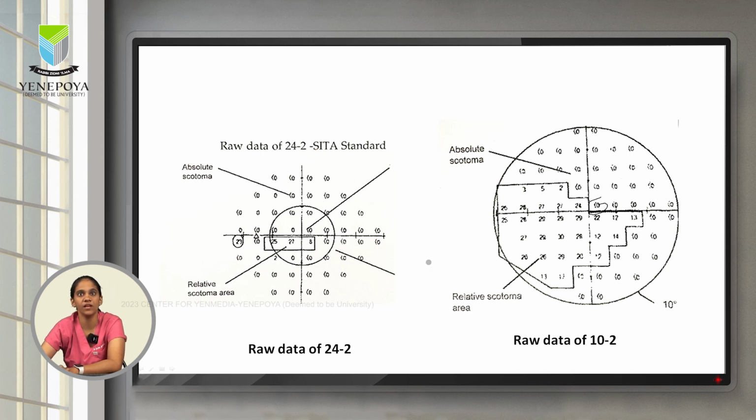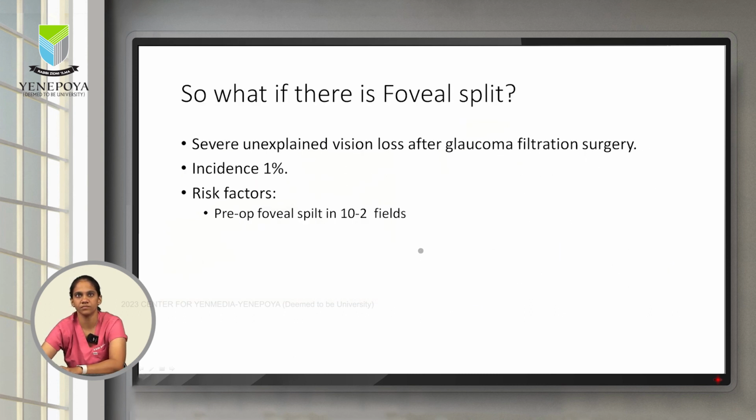Okay. So when you're talking about foveal split, actually even in a 10-2, the most important thing that you should consider is always look at the raw data.